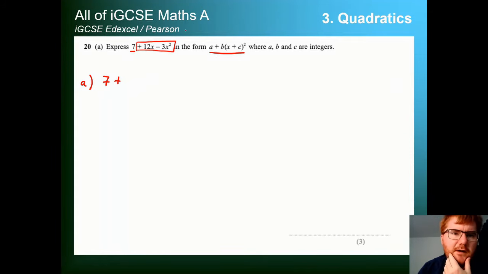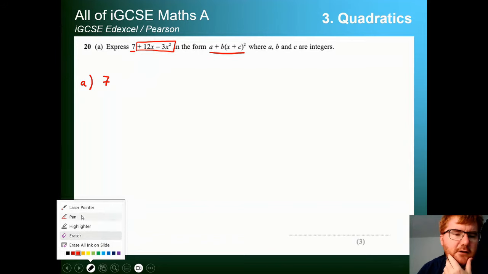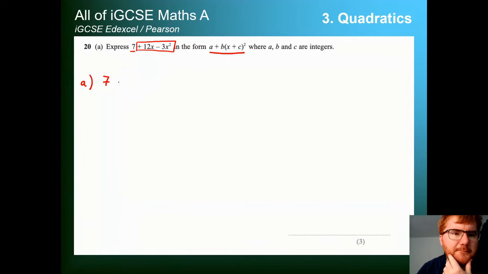It's the way to recommend. So first of all, I think by taking a common factor out. If we take a common factor of minus 3, if I bring a minus 3 out here, then what needs to go in the bracket? Work backwards. What do I need to multiply minus 3 by to get 12x? Well, minus 4x. And what do I need to multiply minus 3 by to get minus 3x squared? I need to multiply by x squared.